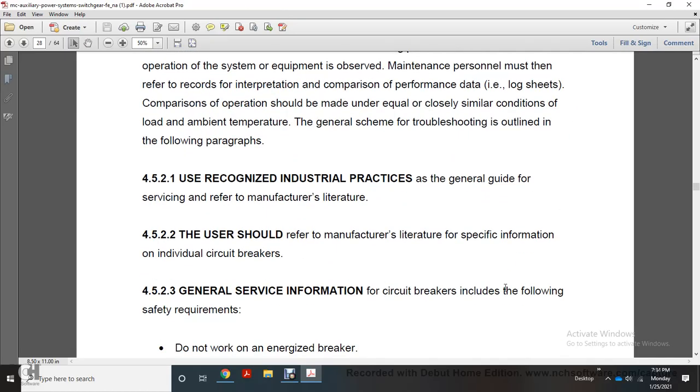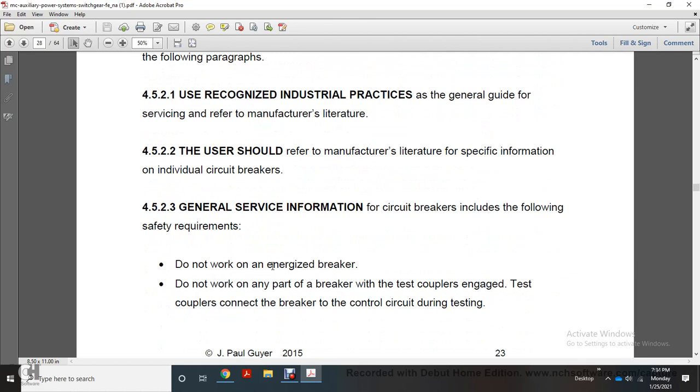General service information: circuit breakers include the following safety requirement. Do not work on an energized breaker.